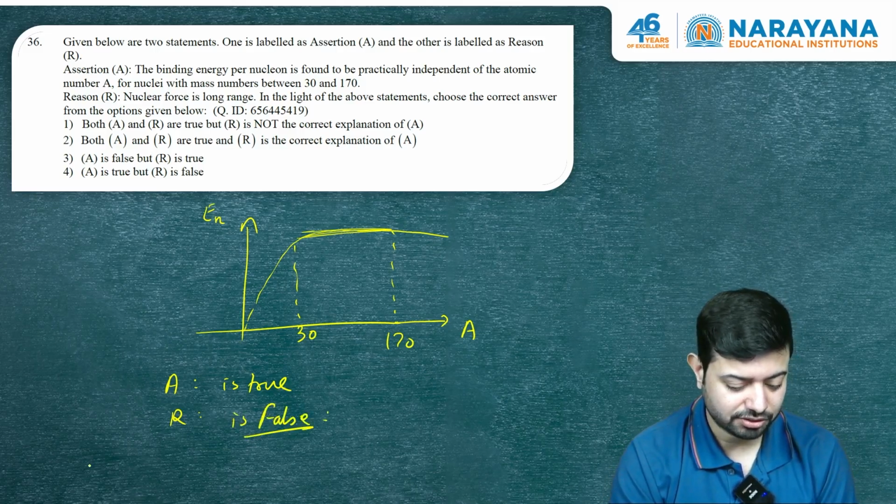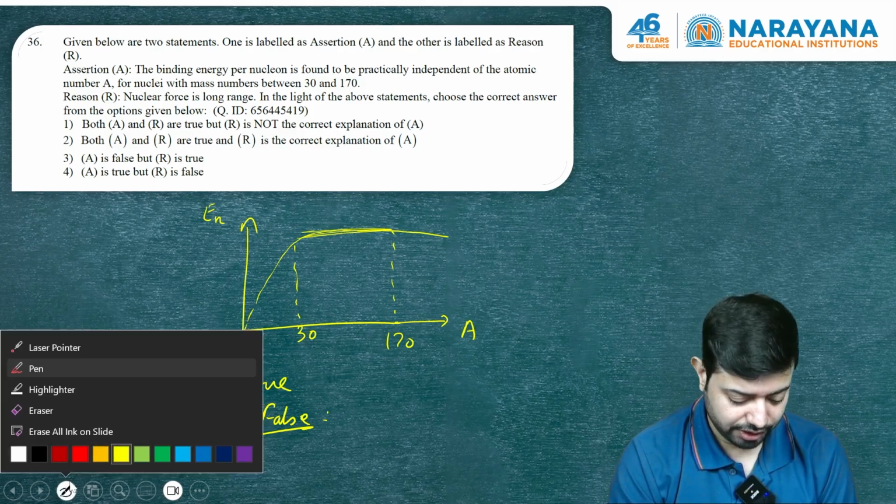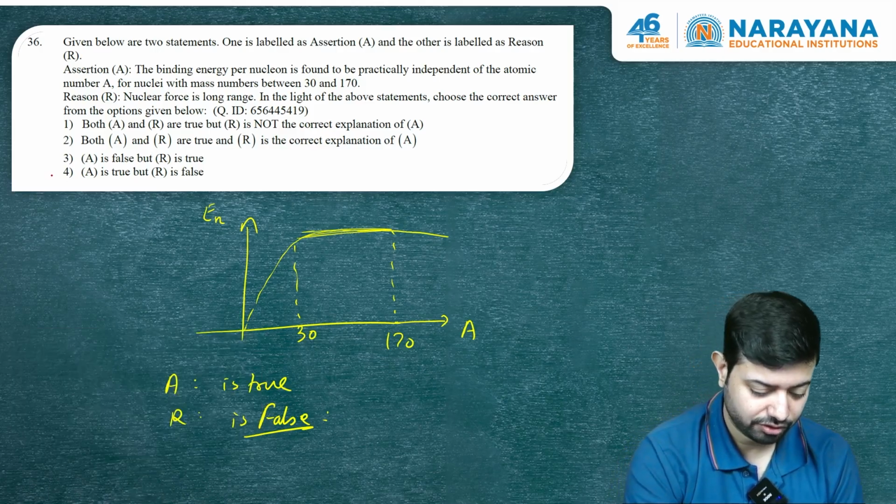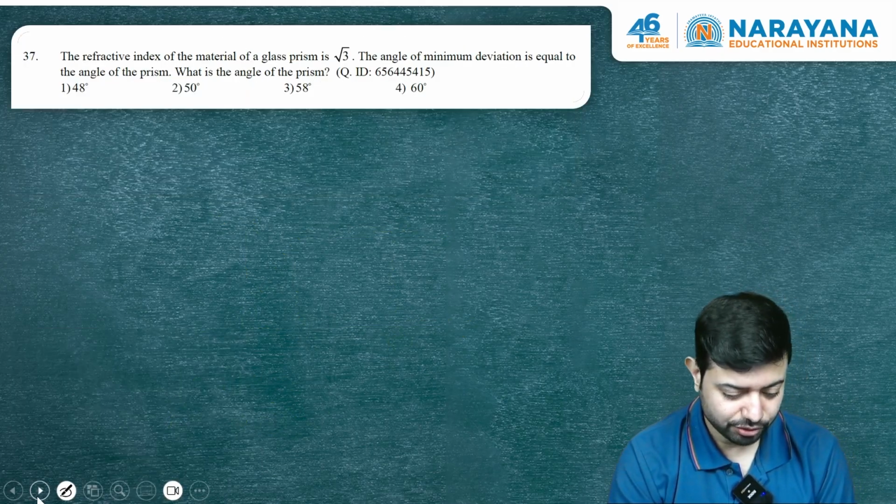Done. So, which option is correct? A is true and R is false. It is going to be fourth option. Let us move to the next one.